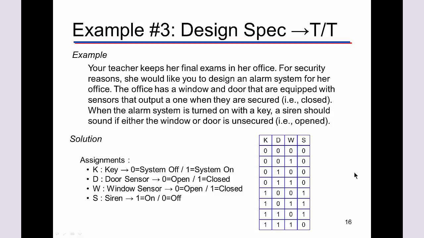This should be your truth table. We have 3 variables now controlling our output. So we have 2 to the 3rd or 8 possible combinations of inputs. These are the situations where we want our siren to sound, where we have either the window or the door unsecured.